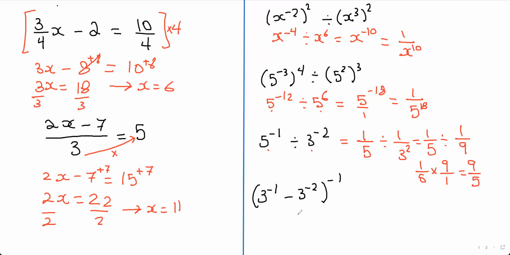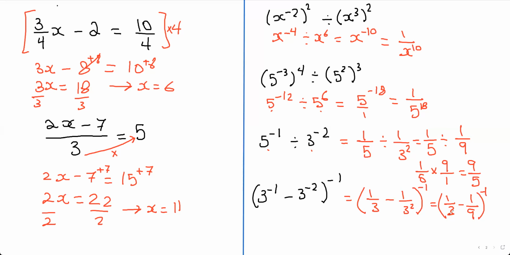How about here? Here, you do the same thing. You change the 3 to the negative 1 to 1 over 3 inside the brackets. And that's a minus. And the 3 to the negative 2, you change it to 1 over 3 squared. And you still have the negative 1 outside of here. We're not going to worry about that negative 1 till later. But now what we need to do is change this to 1/3 minus 1/9, still to the power of negative 1. When we're subtracting inside here, we do a common denominator.